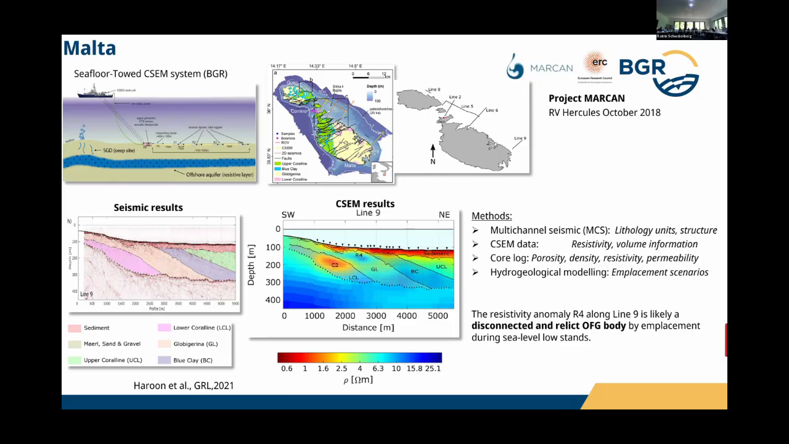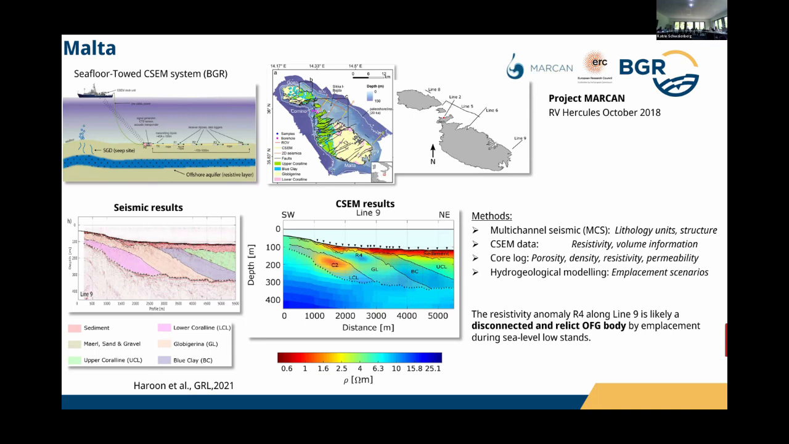I only show results from line number 9, where we have here the seismic section and the interpretation with these different limestone units. And that's the result from line 9 from the resistivity measurements. Different color scale. We are also sensitive to what the color scale shows, if this is a reasonable range of values. Red colors are conductive, blue colors are resistive.